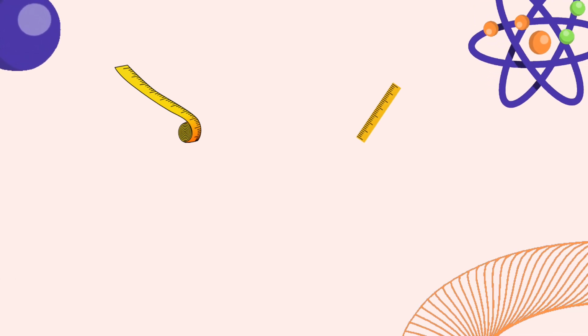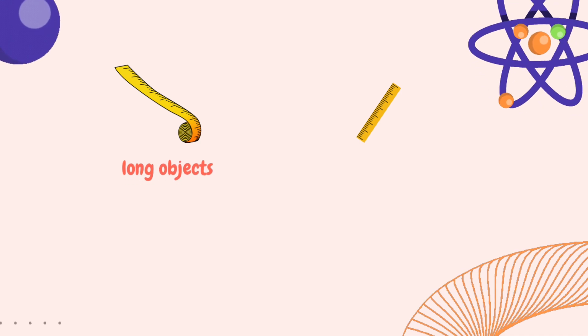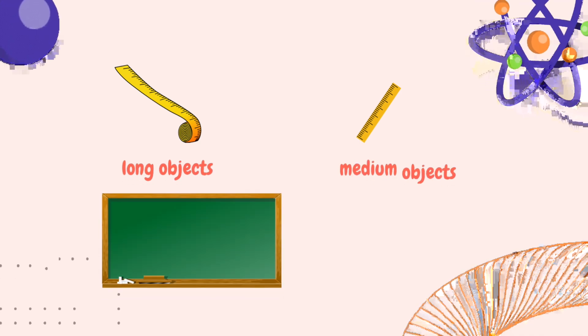The measuring tape and the meter rule are 2 of the most common instruments used to measure length. Think of them as the rulers of everyday life, the tape for long objects like a chalkboard, and the meter rule for medium ones like a chair.